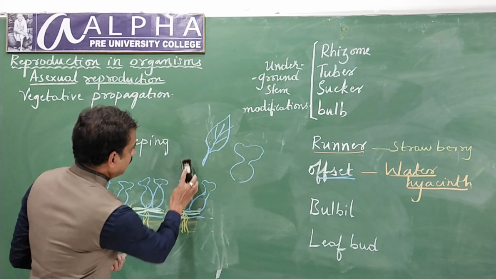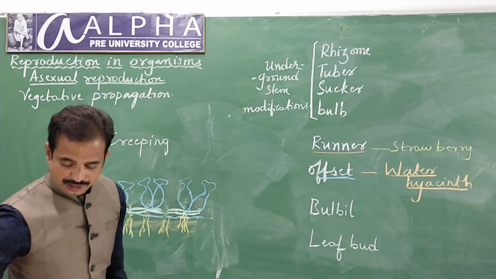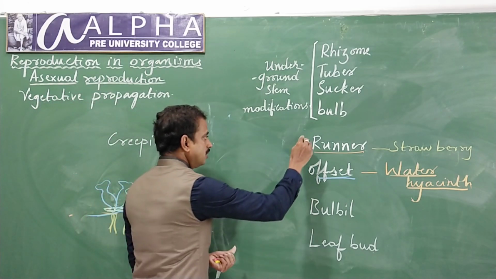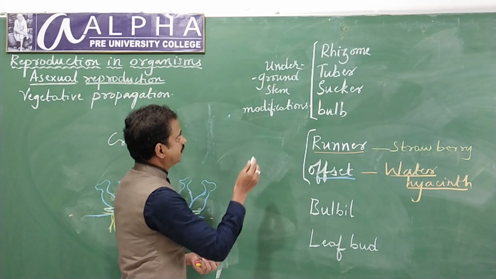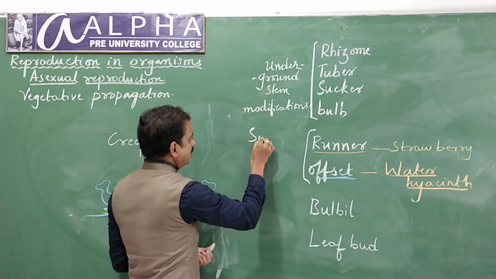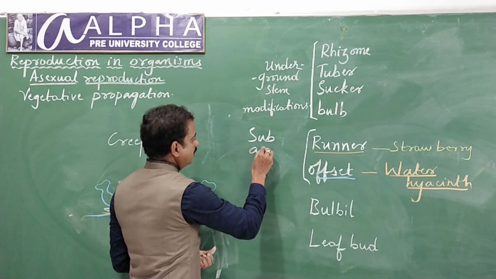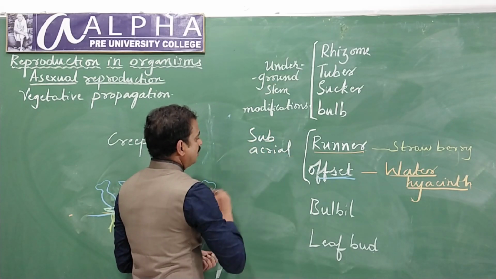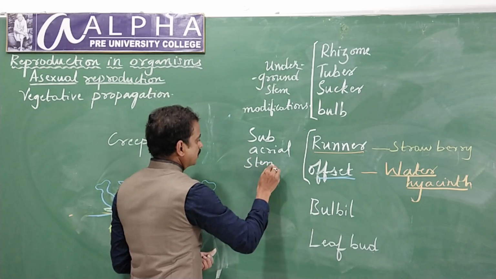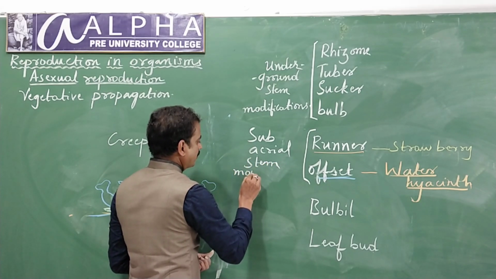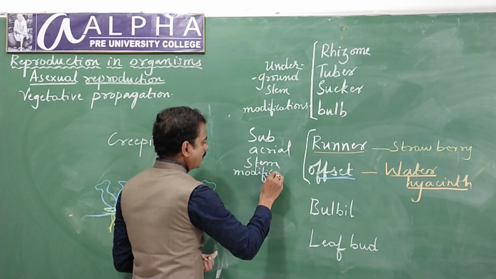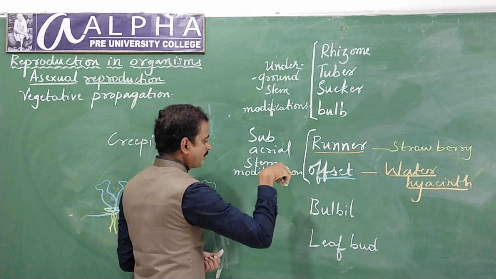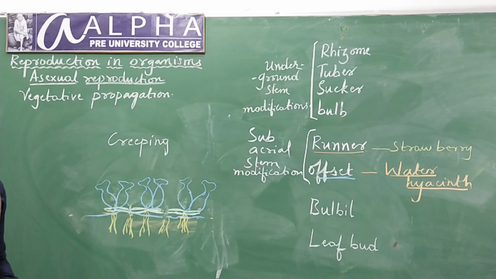So this runner and offset can be considered as subaerial stem modifications. These are subaerial stem modifications. Right, now let us go to bulbil.